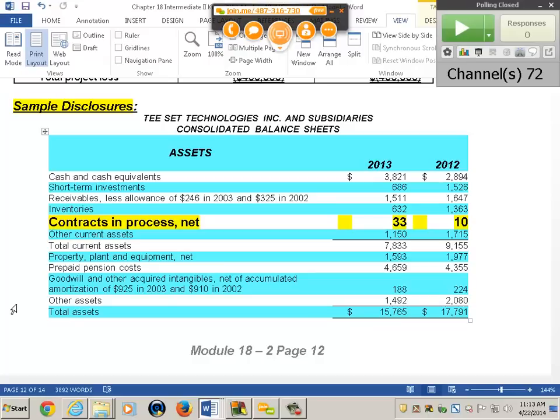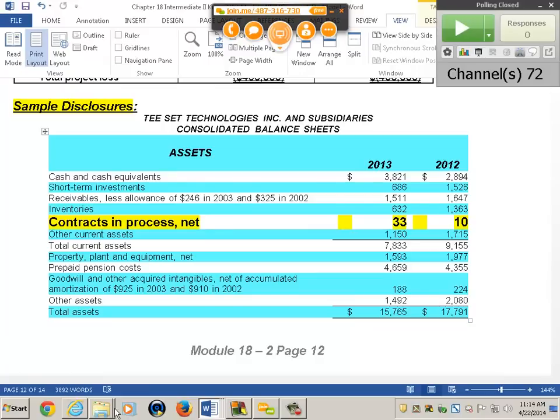Now, they're in a net asset position. What does that mean? CIP exceeds billings, if you remember. Right? So you have to remember, if you're in a net asset position here, these are unbilled receivables. Remember the term unbilled receivables? So overall, this company's in a net asset position, meaning that CIP exceeds the billings on CIP.